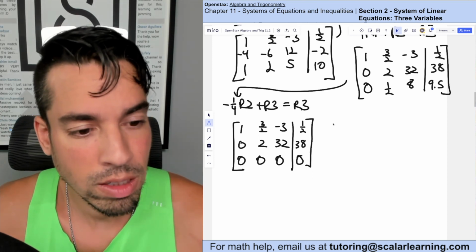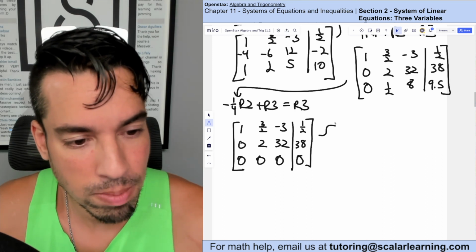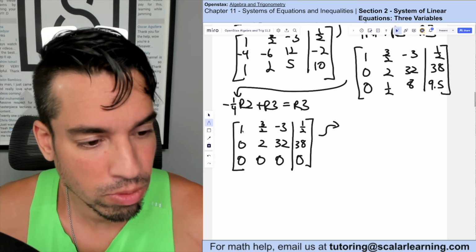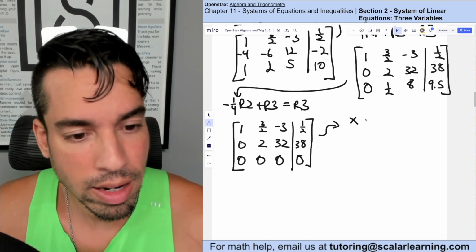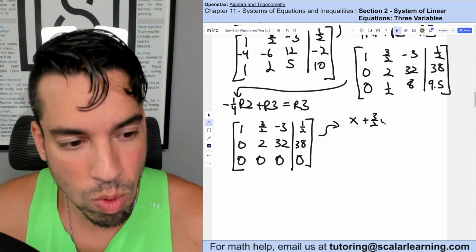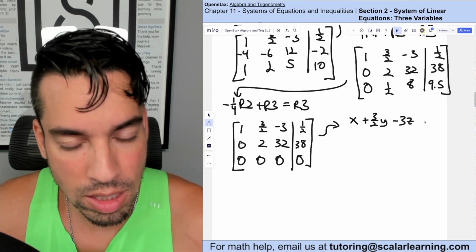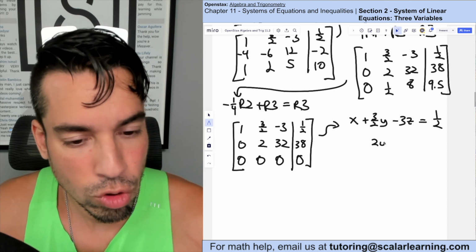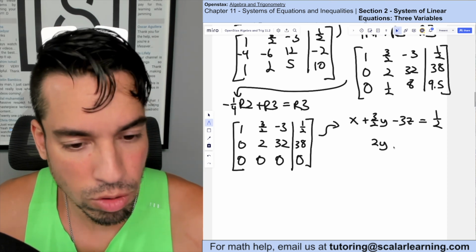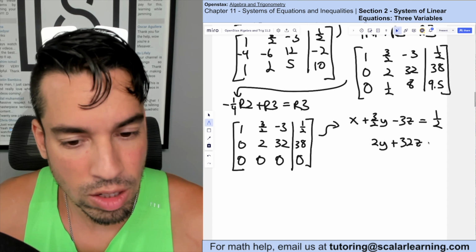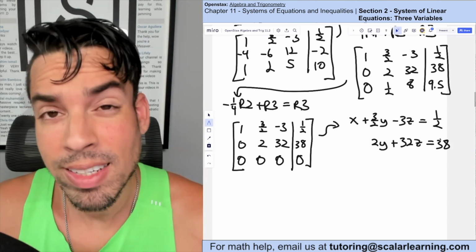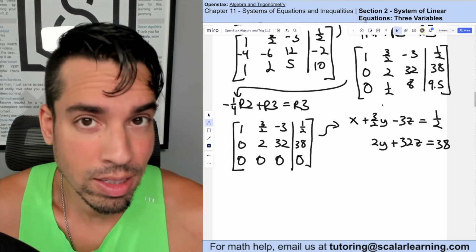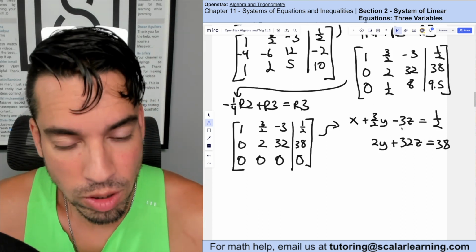And so now once we get to this point, what I'm going to do is I'm going to take this and I'm going to transfer it back into equation format. So for example, for this top one, we have 1x plus 3 halves y minus 3z is equal to 1 half. For the second one, we have 2y plus 32z is equal to 38. So what we're going to do now is get relative values, meaning I'm going to try and get everything in this case in terms of x. So I'm going to show you how we're going to do that.